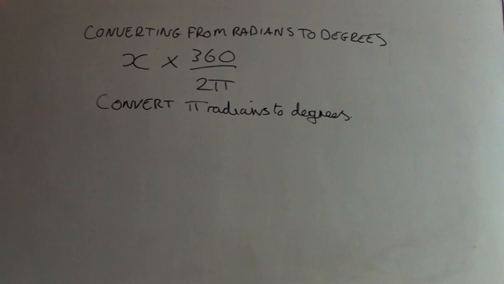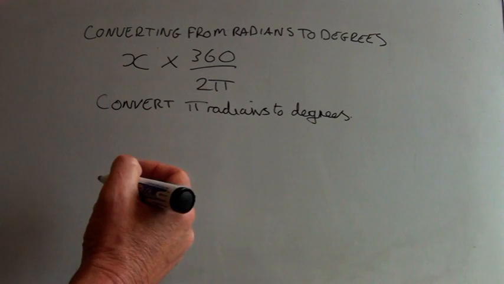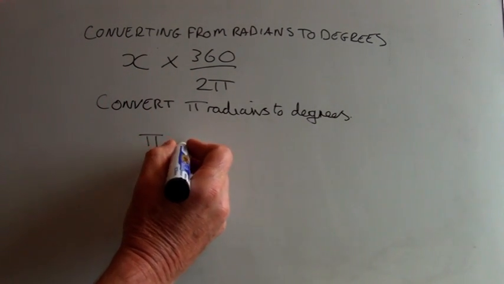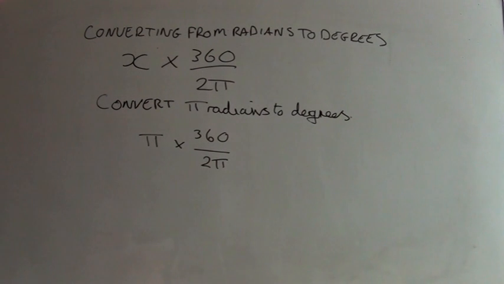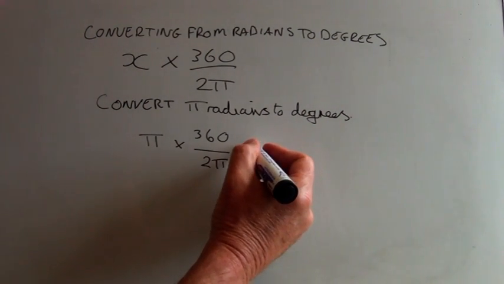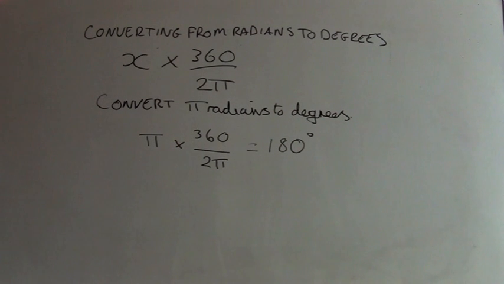Okay, so for our first example, we want to convert pi radians to degrees. So pause the video here, I'll give you a couple of minutes to work it out, and then I'll come back and work through it. Okay, so let's have a look. I made a note of the formula at the top. So we want pi radians, which is x, in this case is pi. So we say pi multiplied by 360 divided by 2 pi. This equals 180 degrees. And from the previous exercise, looking at the circle, we marked pi on the circle and it showed that pi was 180 degrees.